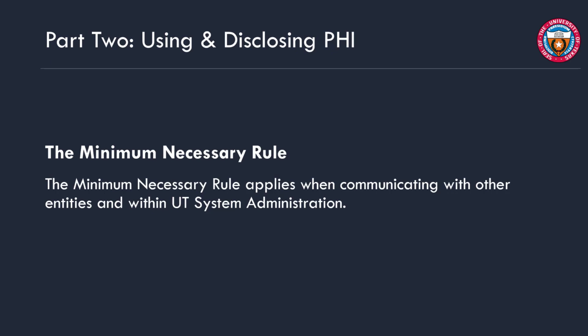The minimum necessary rule applies when communicating with other entities and within UT System. Access within the covered entity to PHI, including use and/or disclosure to business associates, must be limited only to information the recipient needs to accomplish the intended purpose.